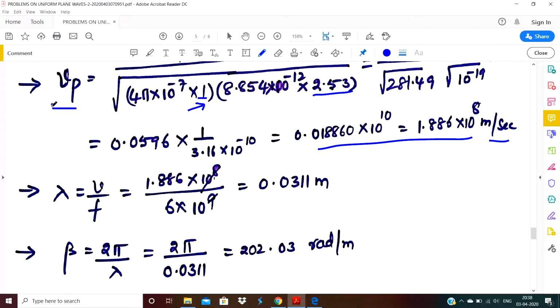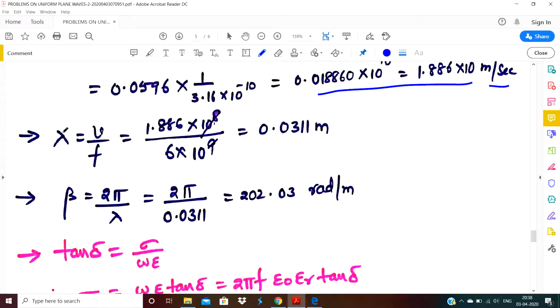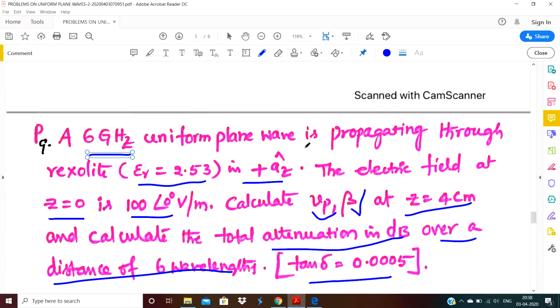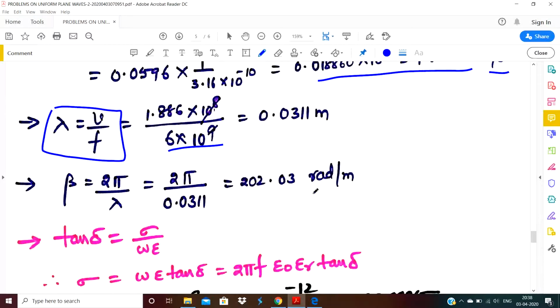So after finding this phase velocity, we can go for the calculation of wavelength lambda. We know that lambda equals the velocity of the EM wave divided by the frequency. Velocity we already calculated, the phase velocity, and frequency is 6 gigahertz. Giga means 10 power 9. So by substituting and simplifying this, the wavelength lambda equals 0.0311 meters. After finding the wavelength, we can calculate the phase constant beta. So beta equals 2 pi by lambda.